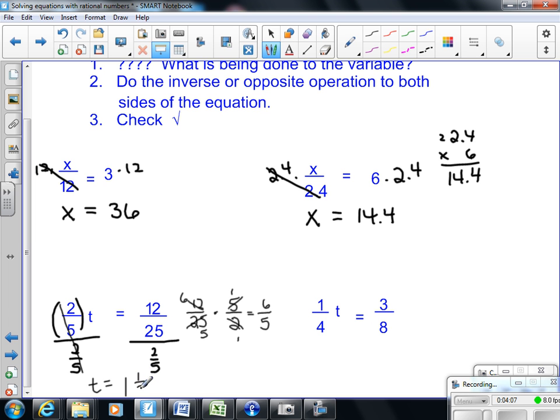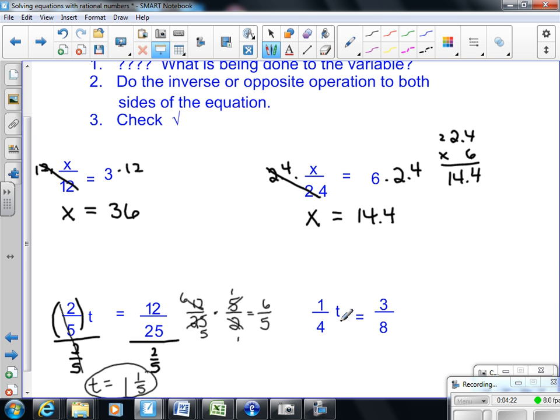1 1/5. Okay, then we can plug it back in. We can take 2/5 times, actually be 6/5, gives you 12/25. That does work. Okay, so step 3 is checking our answer.